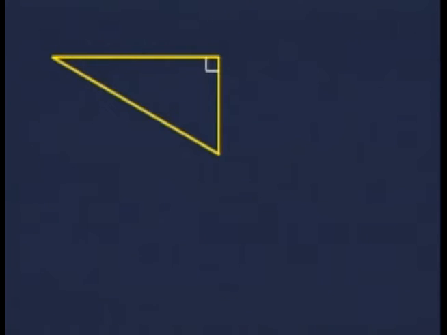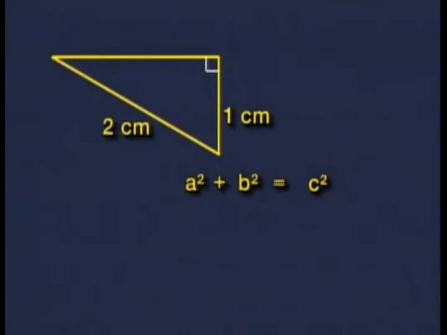Here's another one. This triangle has a hypotenuse that's 2 centimeters long and one leg that is 1 centimeter long. How long is the other leg? Use the Pythagorean theorem. Substitute 2 for C and 1 for A. 1 squared is 1. 2 squared is 4.